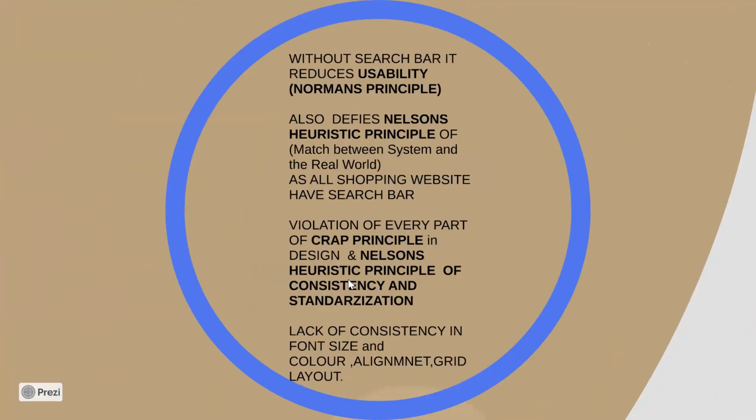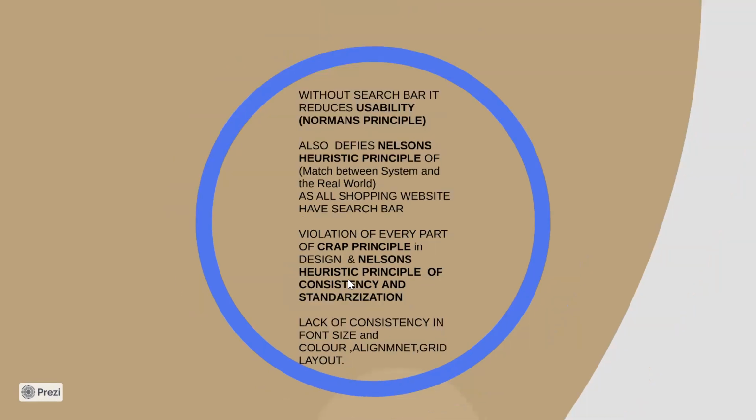So what are the issues? As I said, without a search bar, it reduces usability, goes against Norman's principle, and also violates Nielsen's heuristic principle, where there's a mismatch between the system and the real world, as all shopping websites have a search bar. There is also a violation of the CRAP principle, as I said. There is no consistent repetition of font size, colors, and alignment of the grid patterns across multiple screens.